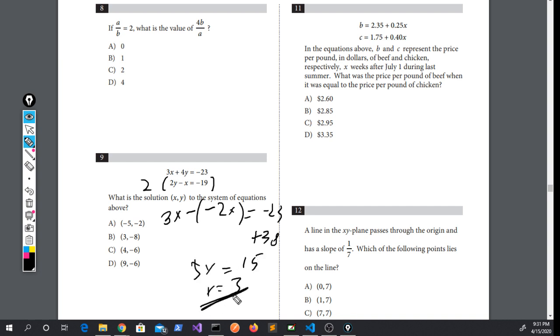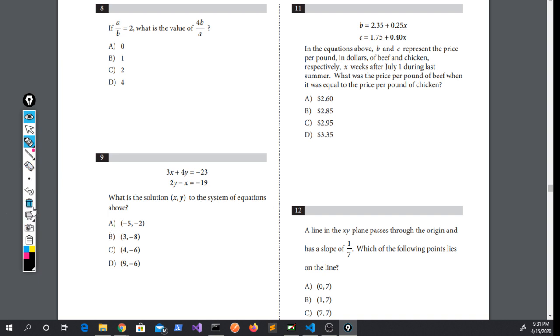x is 3. What's the only thing that has x as 3? So don't even solve for y at this point. Right? So just pick the one that's already in the answer.